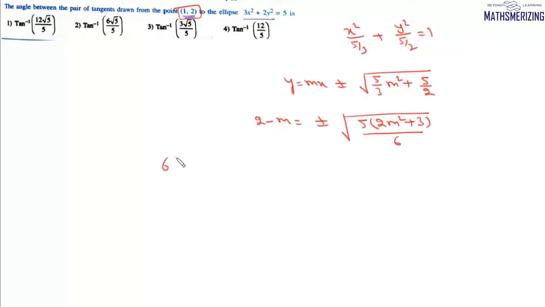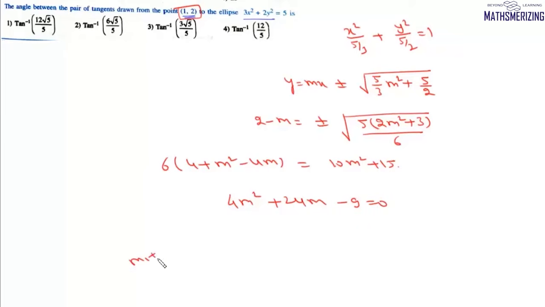We'll get 6 times (4 plus m square minus 4m), and it'll be equal to 10m square plus 15. So we can write this as 4m square plus 24m, now 24 and then 15, so it'll be simply minus 9 equals 0. Now this quadratic equation will have two real roots.